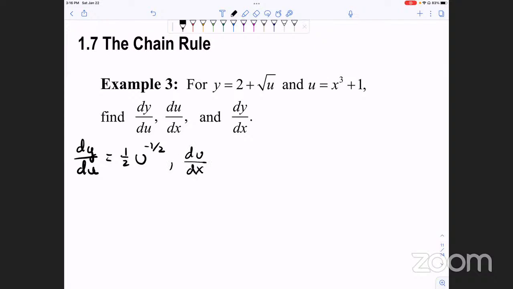Now du dx, the derivative of u with respect to x. The derivative of x cubed is going to be 3x squared, and the derivative of a constant is 0.